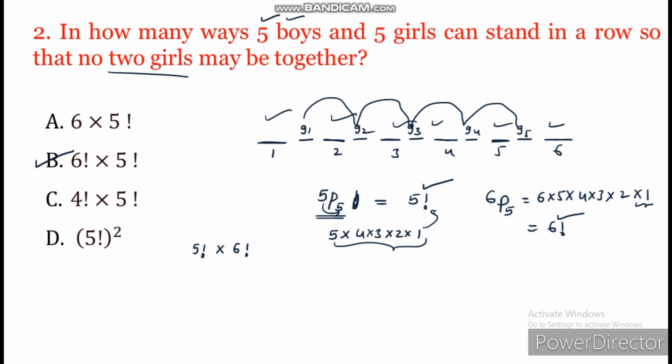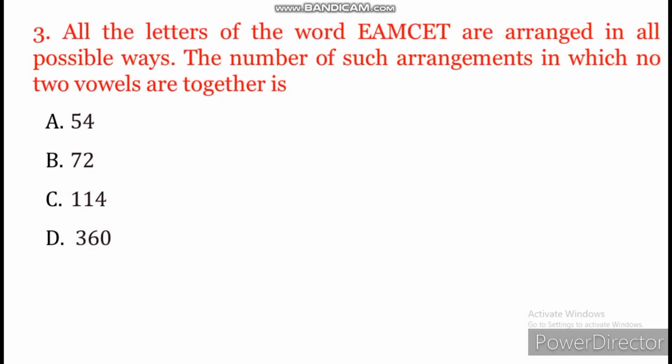Right. Now, that's the second question. Now, let us see the third question. Okay. So, this is similar to the previous one. See, all the letters of the word EAMCET are arranged in all possible ways. The number of such arrangements in which no 2 vowels are together. So, they have asked what? No 2 vowels are together.